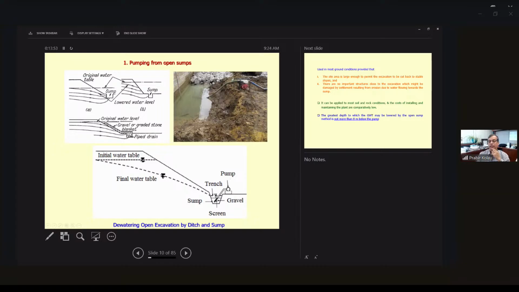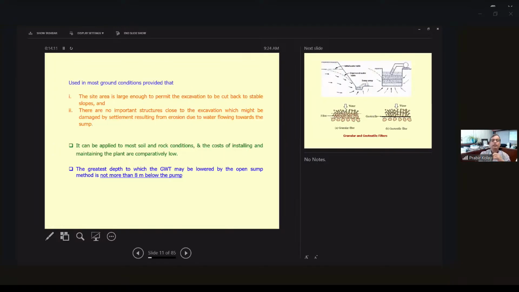And when doing this with the sump pump, you need to have some filter type of design, otherwise you'll be pumping clay with silt. We want only pure water. That's why in the figure over here, you see the gravel, so that only the water can be pumped.